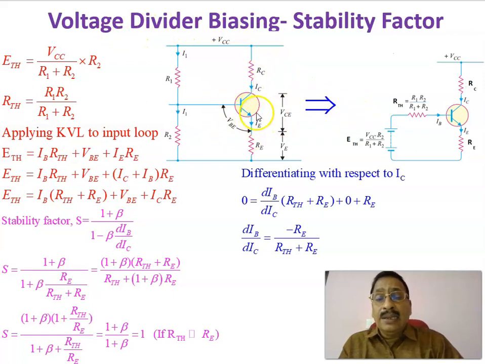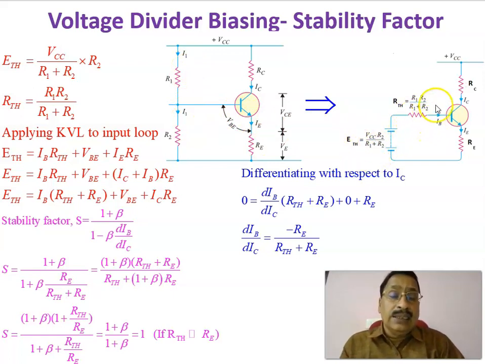As we have seen in voltage divider biasing, the two resistors R1 and R2 are connected across VCC, and this voltage is divided, with VR2 connected to the base. In the corresponding equivalent circuit, you can replace this by a Thevenin's equivalent voltage, equal to the voltage across R2, that is VCC divided by (R1 plus R2) into R2, and Thevenin's equivalent resistance is given by R1 in parallel with R2, or R1 R2 divided by R1 plus R2. Therefore, this is the equivalence from the input side. This can be replaced by a Thevenin's equivalent voltage source in series with Thevenin's equivalent resistance RTH.